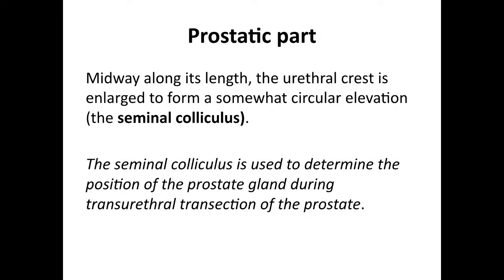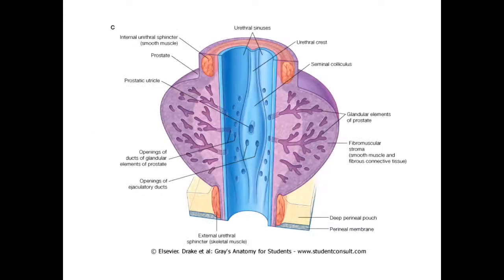So, midway along its length, the urethral crest is enlarged to form a somewhat circular elevation, and it is called the seminal colliculus. The seminal colliculus is used to determine the position of the prostate gland during the transurethral resection of the prostate. This is the surgery for benign prostatic hyperplasia or malignant prostate cancers. So see, it has widened up right here, this part.